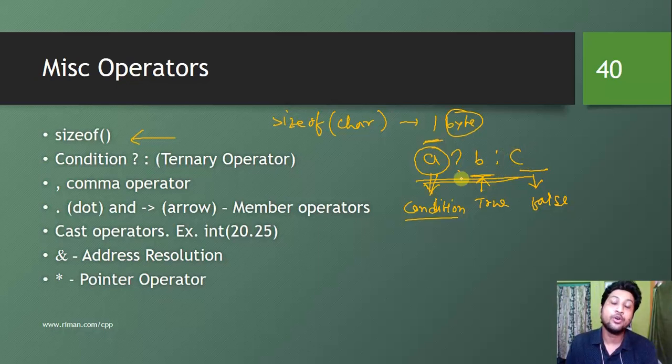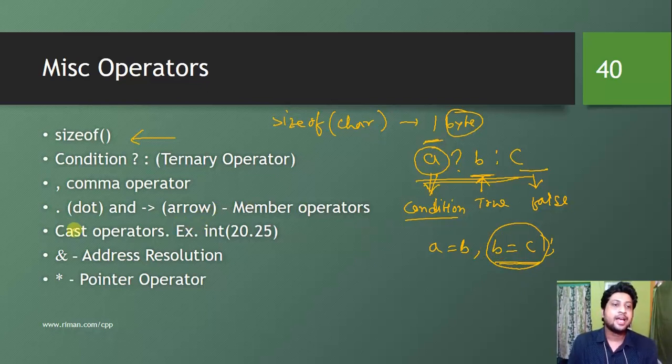I hope you have learned these things in C, so I'm not going to explain everything elaborately. Then we have the comma operator. This is used to separate two or three statements from one another, and the output of the comma operator is the output of the last statement. So if we have A is equal to B, comma, B is equal to C, it will take this last statement as the result.